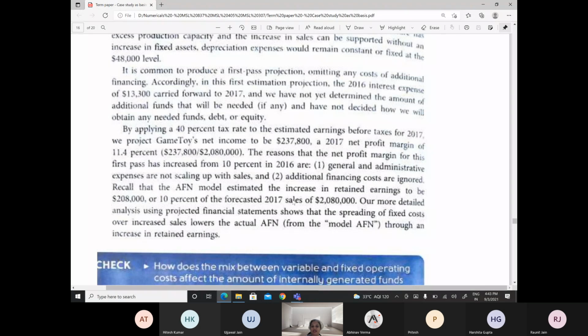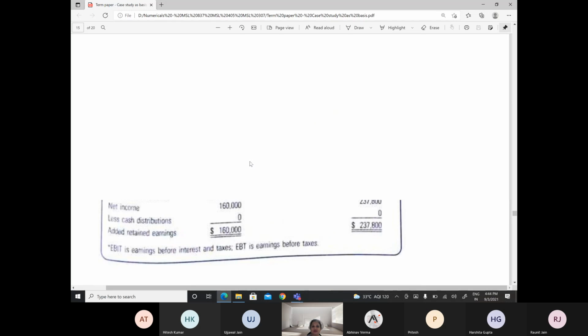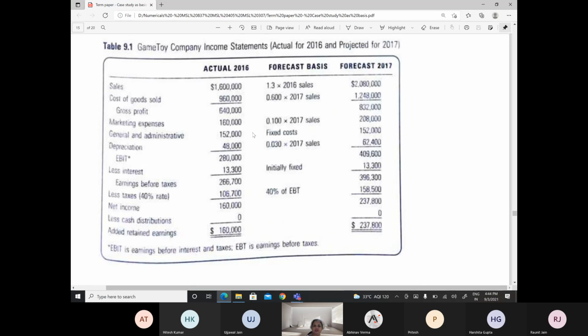Recall that the AFN model estimated the increase in retained earnings to be 208,000, or 10% of the forecasted sales of 2.08 million. Our more detailed analysis using projected financial statements shows that the spreading of fixed cost over increased sales actually lowers the actual AFN through an increase in retained earnings. So simply because our general and admin expenses have remained constant, even though our scale has increased, we have been able to increase our profitability.